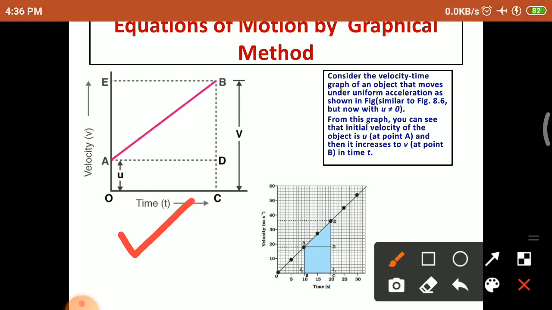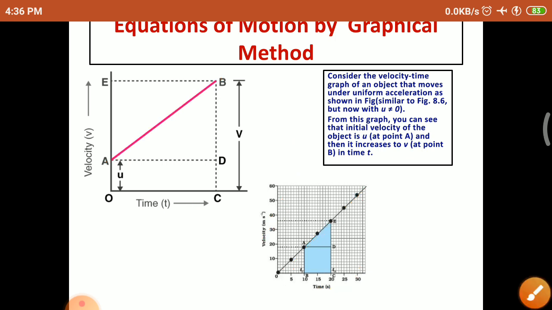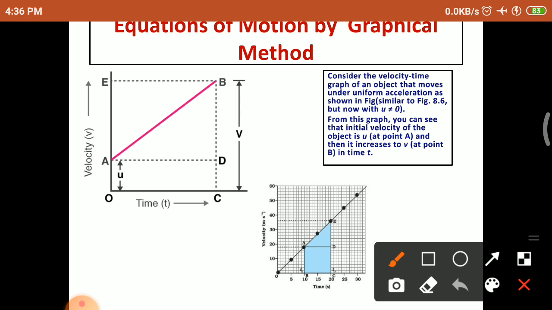Consider this graph. This is a velocity time graph. The object moves in uniform motion. And see here, this is also a velocity time graph. The object moves in uniform motion. So what is the difference between these two graphs? Here, the object starts at point 0. Here, the object does not start at point 0. So this is the difference between these two graphs.